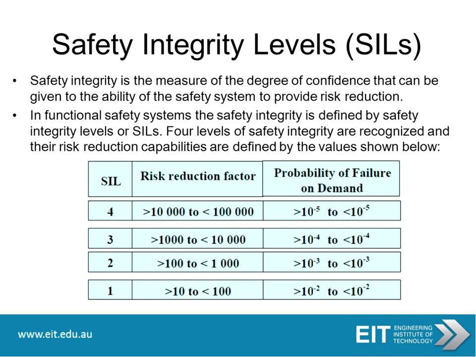Now, getting back to the safety integrity levels, it's the measure of the degree of confidence that can be given to the ability of your safety system to provide risk reduction. So you can see the risk reduction factor goes up as we go from 1 to 4. Probability of failure then must come down as we go up to 4. So in functional safety systems, the safety integrity is defined by safety integrity levels, or SILs, and there's 4 levels of safety integrity that are recognized, and the risk reduction capabilities are defined by these values.